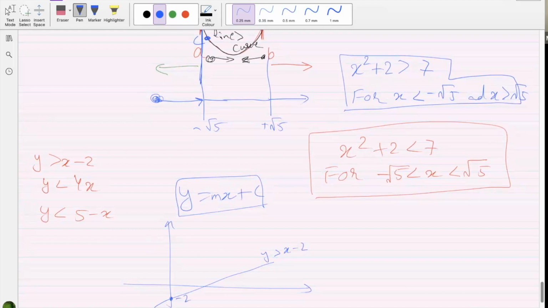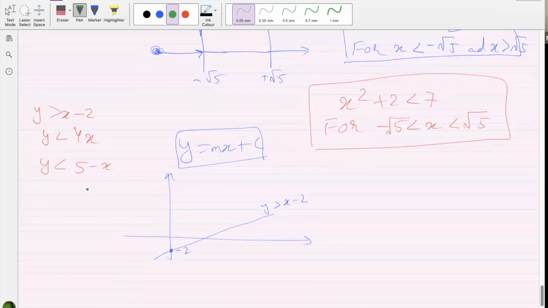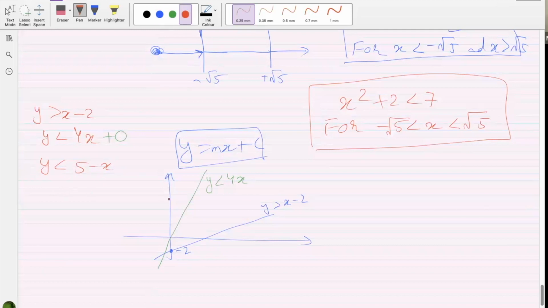It intersects at -2. If you see the second equation, which is y is equal to 4x, the gradient is 4 and the y-intercept is 0. Nothing is written there, so the y-intercept is 0. It passes through the origin but the gradient is more than that. First line, it had a gradient of 1. Second line, it has a gradient of 4. Third line, the gradient is -1, but the y-intercept is +5. So -1 and +5.